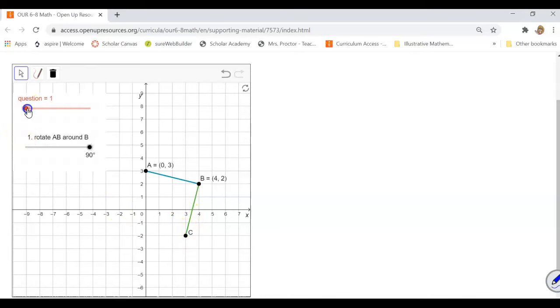And for the next one, we're taking that same segment AB, only this time I'm rotating around A. So now I'm poking that hole in the tracing paper through A and spinning it around 90 degrees counterclockwise. So it ends up here. Notice the coordinates of that point. The coordinates of D are 1, 7.